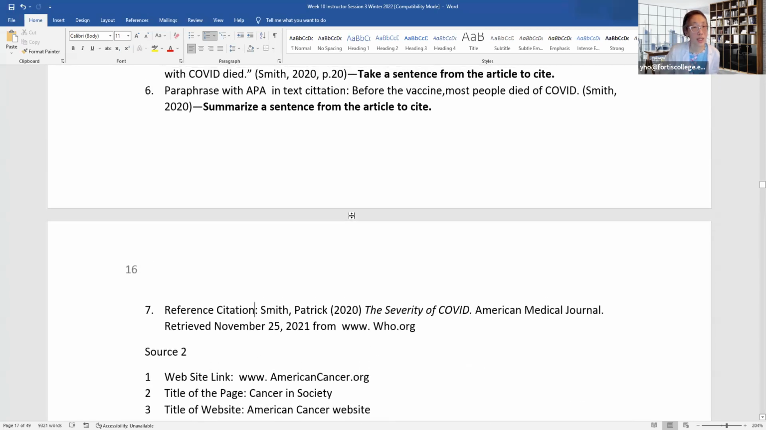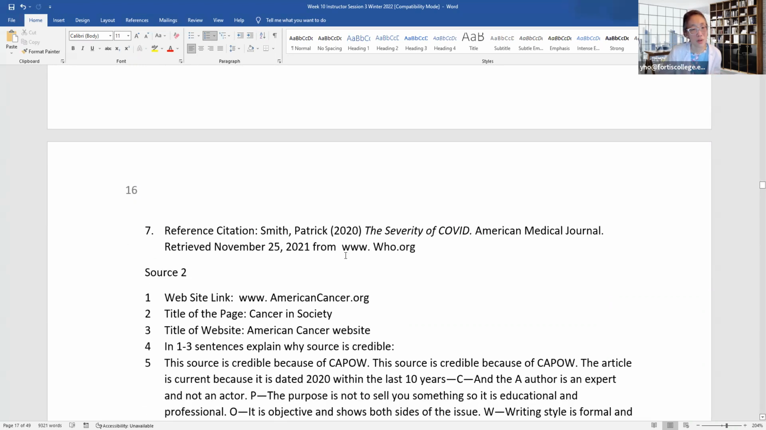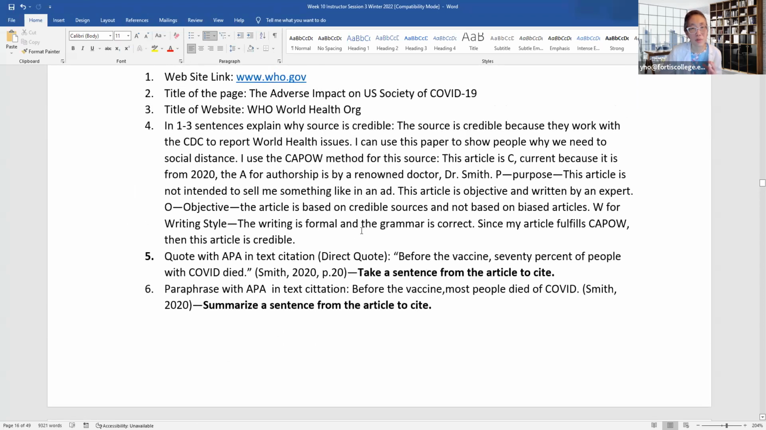Now, these three sources can be three sources for your hobby, three sources for something you're interested in, three sources for a paper you have to write in another class, or three sources for your comparison contrast paper. It doesn't matter what three sources. You could just list the three sources you had for your persuasive essay. Just write it correctly. It's up to you what three sources you want to put. What's important is that you use APA correctly, that I see a correct direct quote, paraphrase quote, and reference citation.